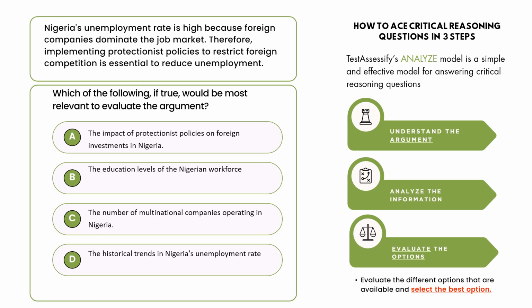Now we've gone through step one and step two. Step three is about evaluating the options. So we're going to go through the options and assess each option, and sort of rate them, rank them, and select the best option. There could be one or more options that are suitable, but we are going to select the best option.